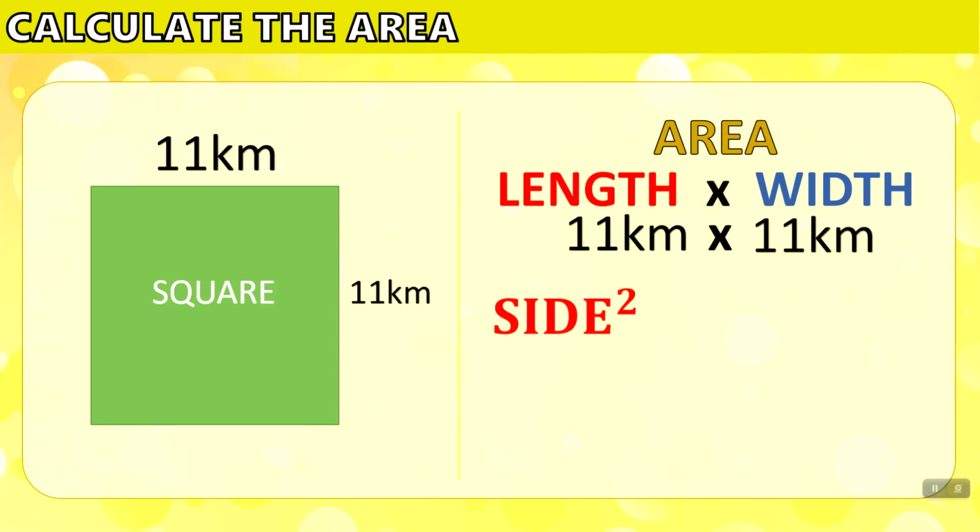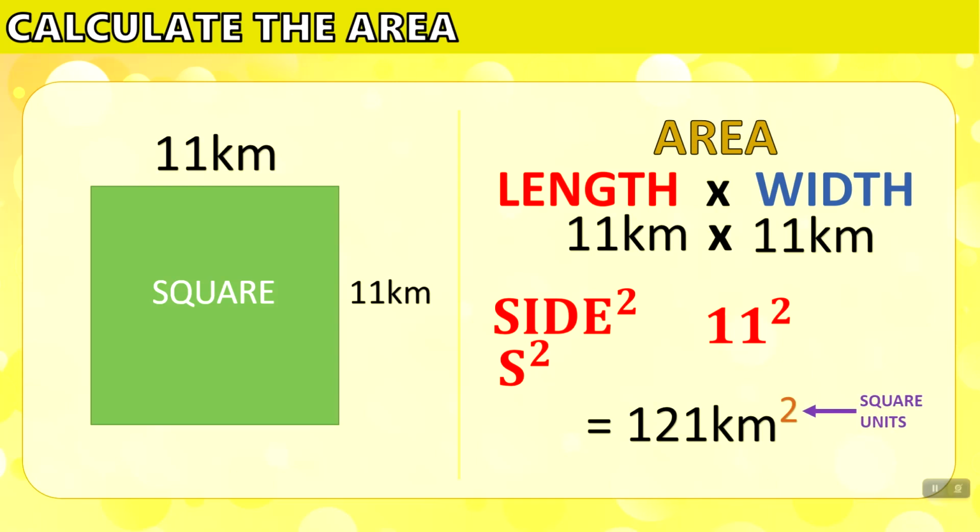Another formula for calculating the area of a square is side squared. Sometimes you may see it as s squared. All it means is you take the side and you square it, which means you multiply it by itself. So 11 squared is 11 times 11, and our answer is 121 kilometers squared. Remember, the little 2 means squared units. You have to have this in your answer in order for it to be correct. Area is always given in square units. So this is read as 121 square kilometers.